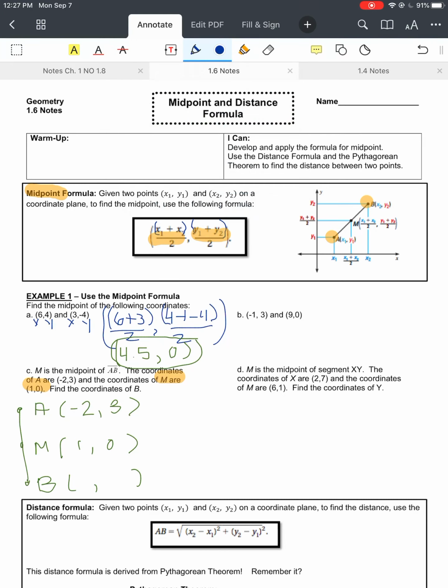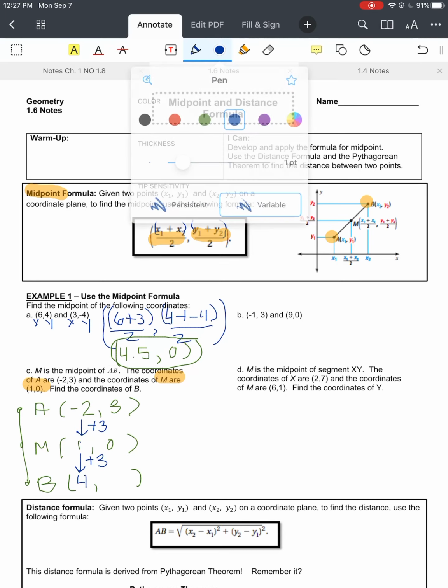So now how this works is, if M is in the middle, it means it's the equal distance between A and B. So from negative 2 to 1, how do you get from negative 2 to 1? Well, I would think most of you would say, oh, obviously you have to add 3. So if you have to add 3 to get from A to M, you would have to add another 3 to get from your midpoint M to B. So you're going to do 1 plus 3, which is 4. So that's what your endpoint B is.